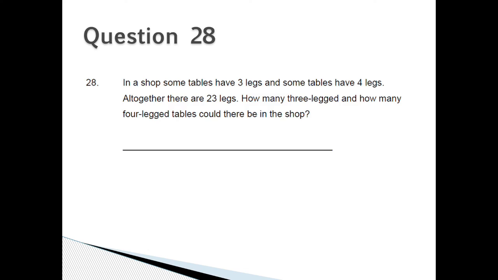Question 28. In a shop, some tables have 3 legs and some tables have 4 legs. Altogether, there are 23 legs. How many 3-legged and how many 4-legged tables could there be in the shop?